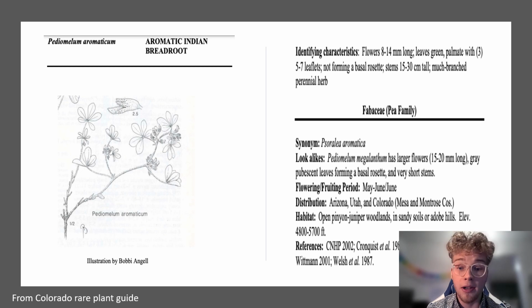This image is from the Colorado Rare Plant Guide, and it tells us a little bit more about what Aromaticum looks like. It has really distinct leaves and flowering points at the end of its branches, and it has those very distinct points of branching that we saw in that photo earlier. Its flowers tend to be about 15 to 20 millimeters long, and it has very, very short stems on it. It's distributed around Utah, Arizona, and Colorado, and it seems to inhabit open pinyon juniper woodlands. It likes sandy soils or adobe hills, and it likes to inhabit elevations between 4,800 to 5,700 vertical feet.